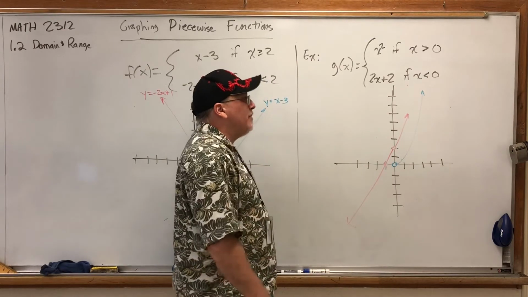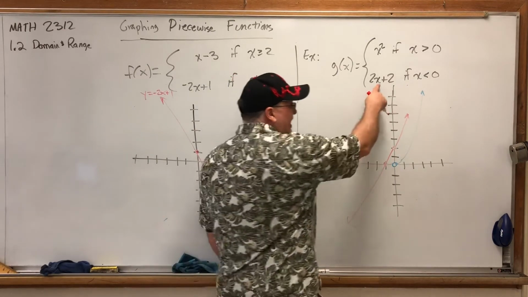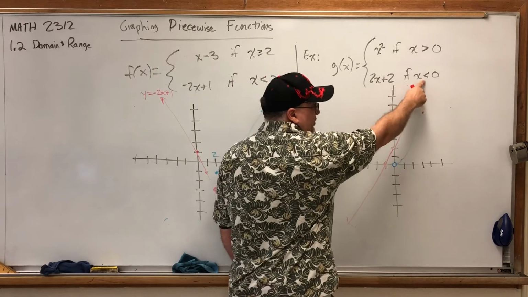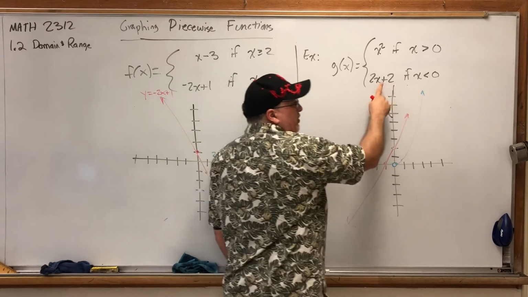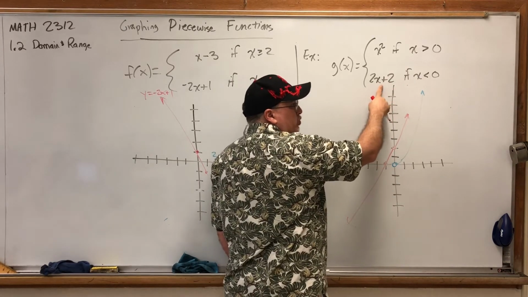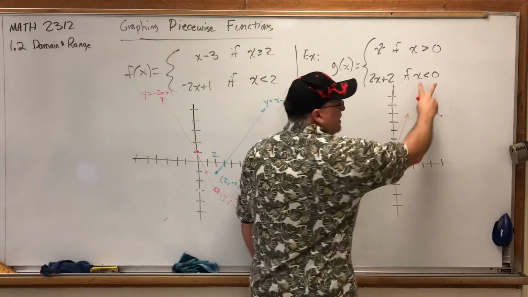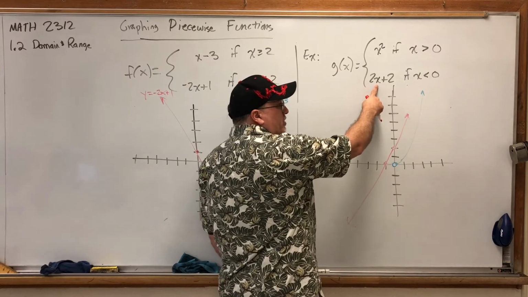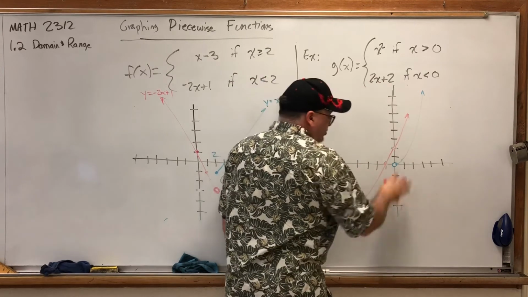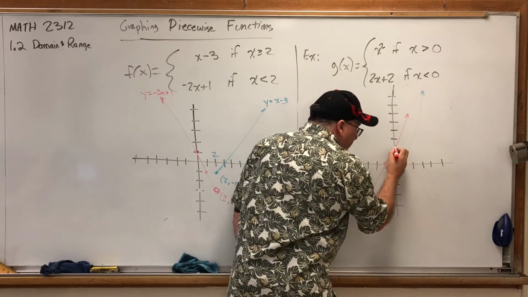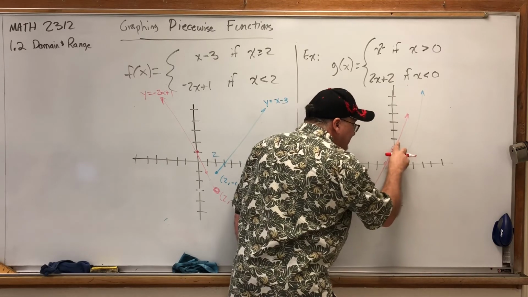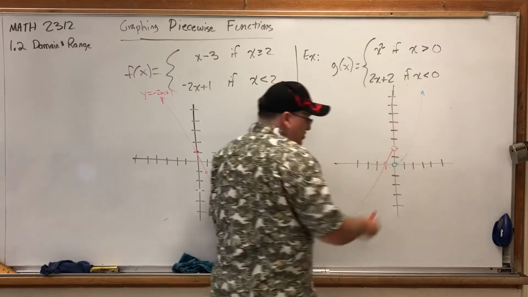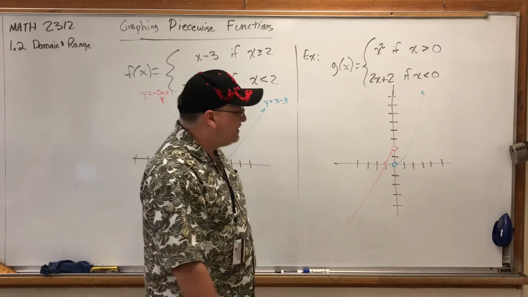Just like before, I'm going to go ahead and put in 0 for x, even though it's excluded from the domain, because I need to figure out where this function ends. In other words, where's its boundary point, if you will. The boundary of this inequality is at 0. If I put in 0, I get 2 times 0 plus 2, which is 2. So this graph ends on the y-axis, but doesn't include that point on the y-axis.